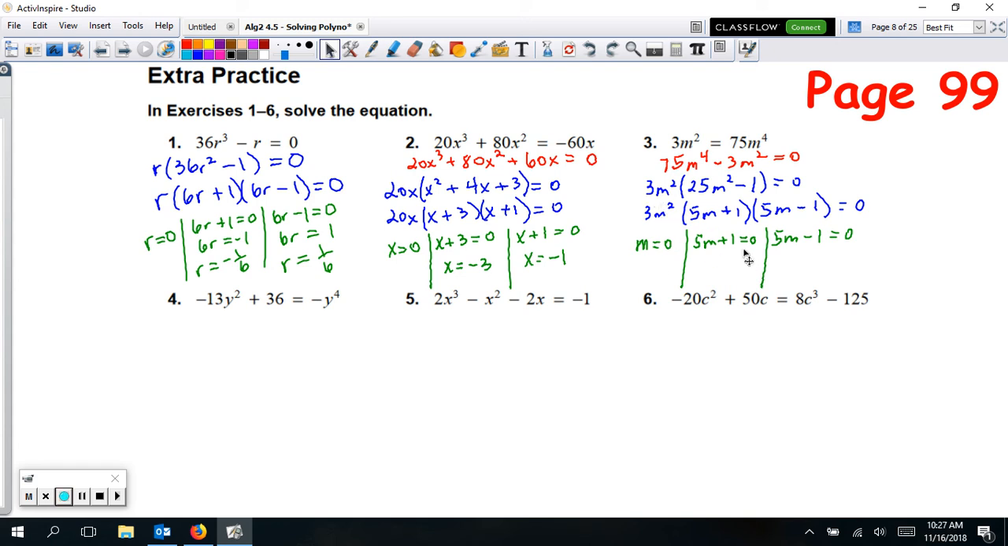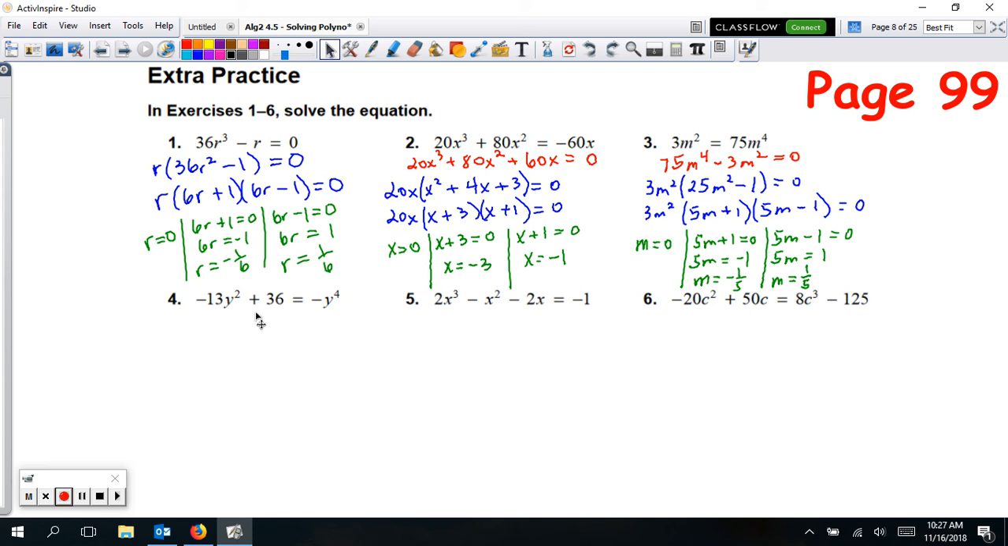This one will give me something different though. I'm going to subtract 1 and then divide by 5, giving me m equals -1/5. And then on this one I'm going to add 1 and divide by 5, giving me m equals +1/5. Again, if I'm going too fast, you can pause the video at any time and catch up. So again, those are our 3 x-intercepts, or our 3 roots, or our 3 solutions.